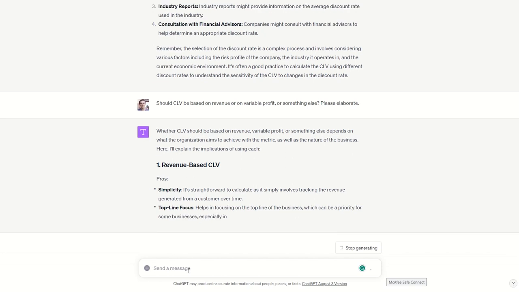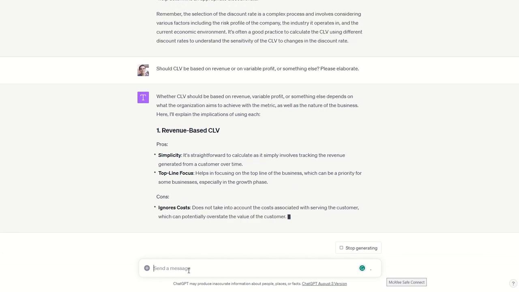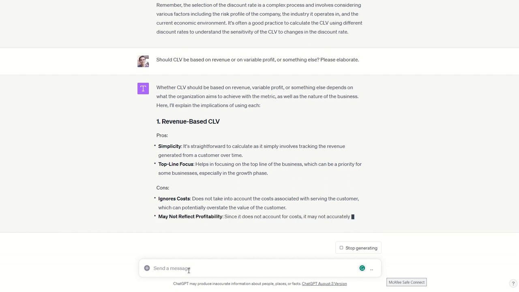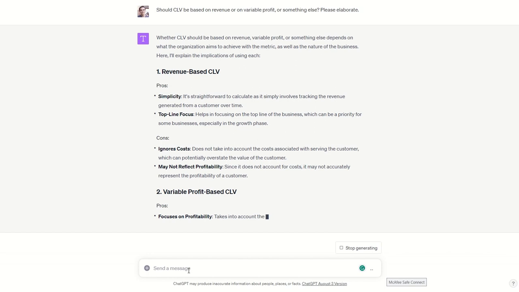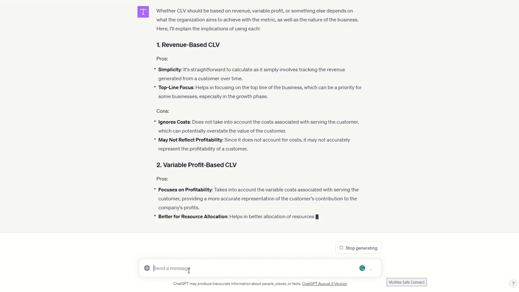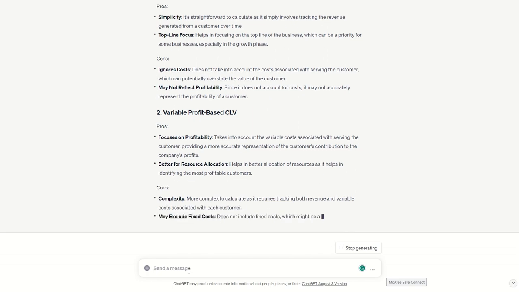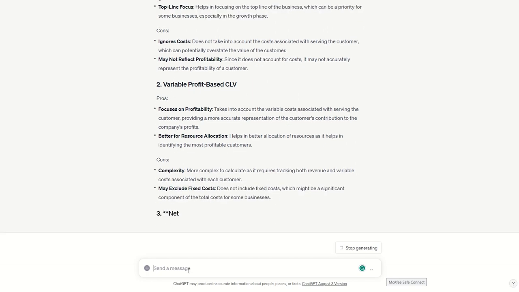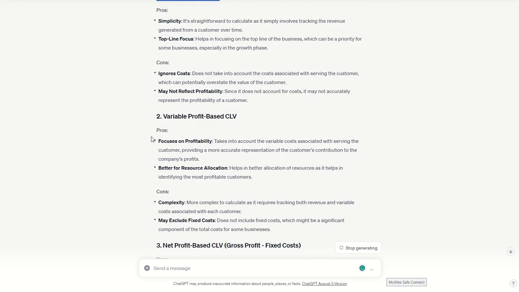That's interesting. Now here's a philosophical point of disagreement that I would have with this. The definition of CLV I don't think should change based on the use case. I think the measure we may want to focus on should change, but the definition should not change. That being said, I like the fact that they're laying out what I would call the different variants of CLV, that you have a revenue-based version of it, and then you have a variable profit-based version of it.